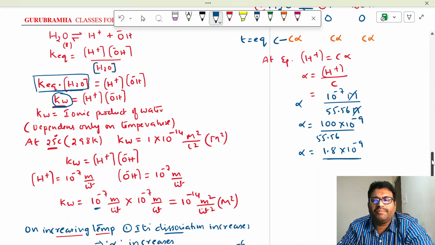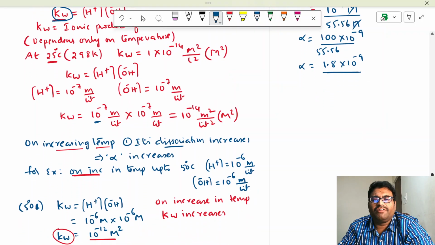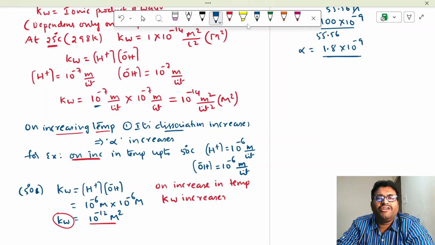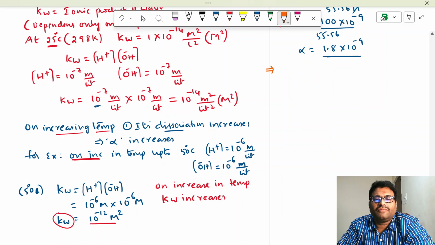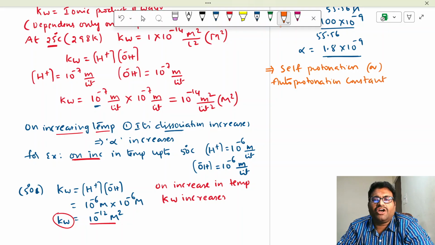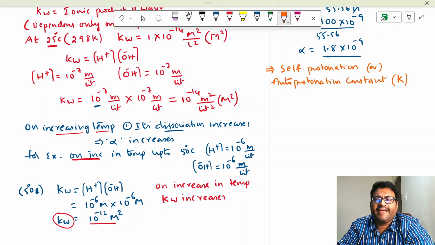So we will be asked the equilibrium constant, and we will be asked alpha, the degree of dissociation of water. Not only that, we are also asked about the self-ionization, self-protonation or autoprotonation constant, which is given by K.